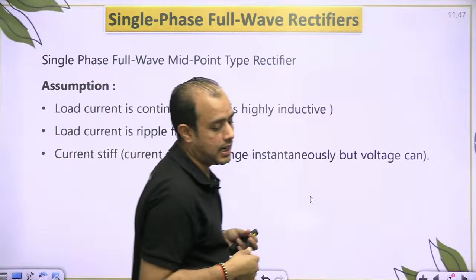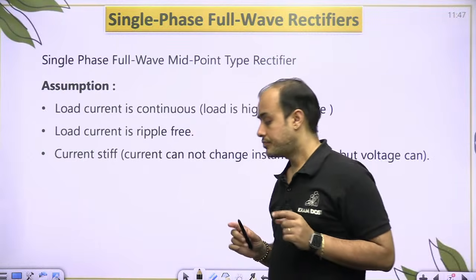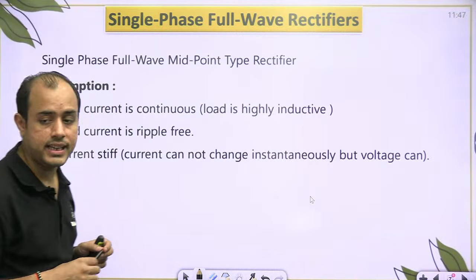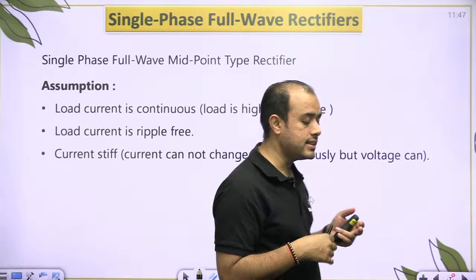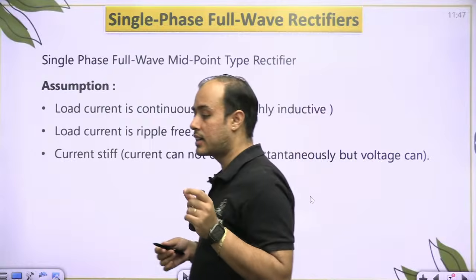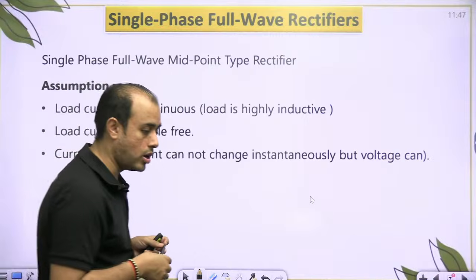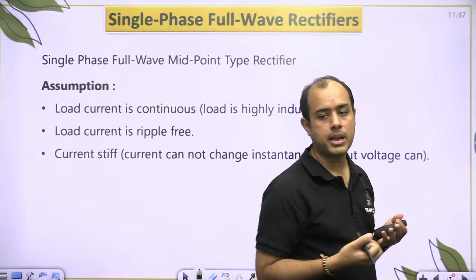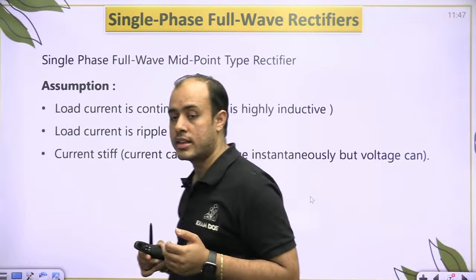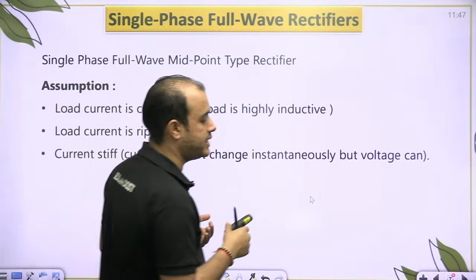In full wave beta, first I will talk about the midpoint rectifier. Now today our major focus is going to be on highly inductive loads, that is the loads where I naught remains constant. The inductance in the load is so large that your I naught will stay constant. So load current is ripple free. There is no fluctuation in I naught. And this kind of a load is also called current stiff, which means I naught cannot change suddenly.